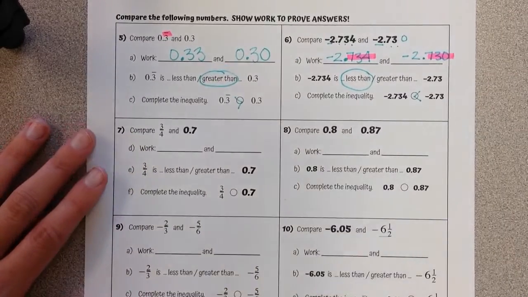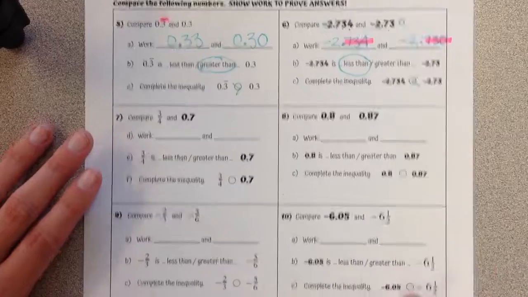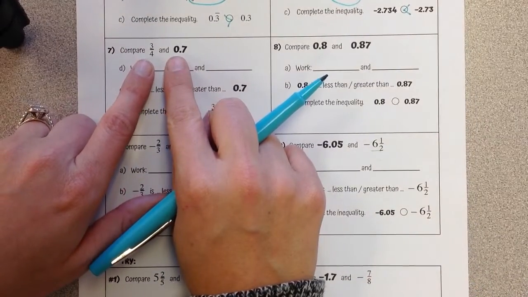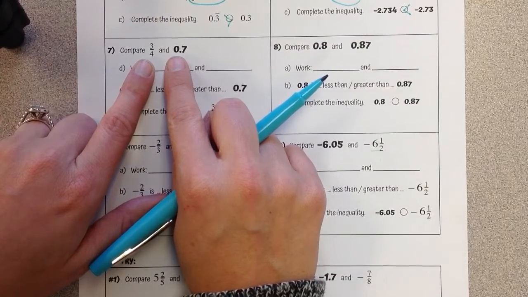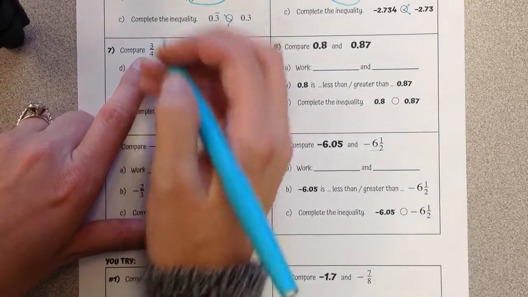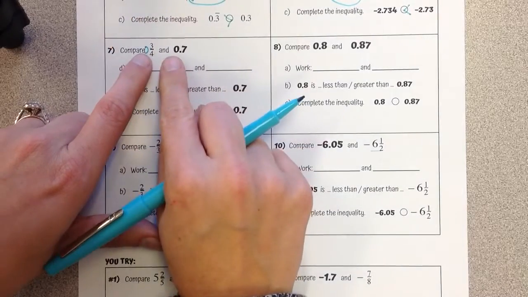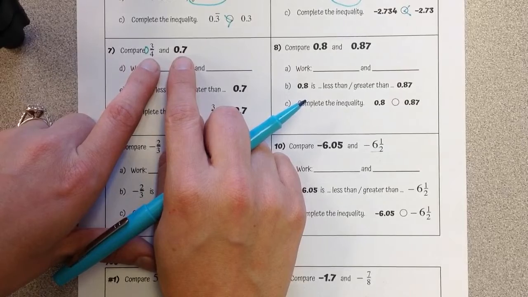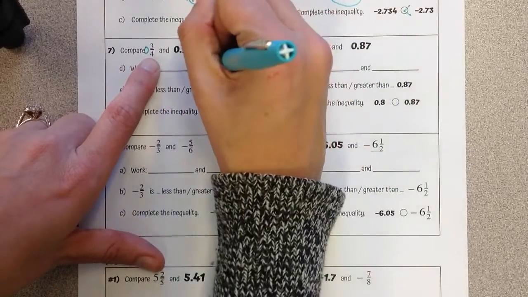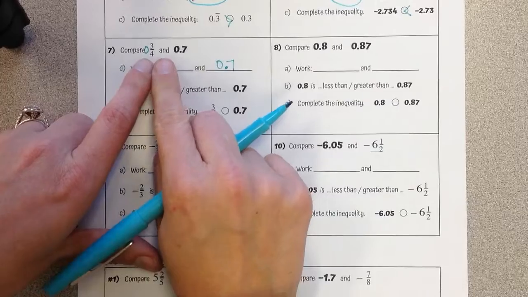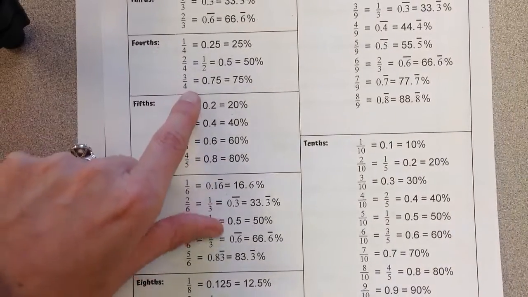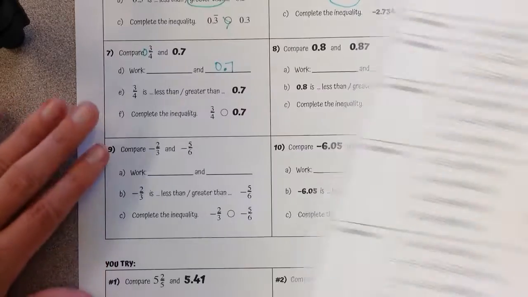All right, number 7, 3/4 and 0.7. So first off, are they both the same sign? Yep, they're both positive. Second off, do they have the same whole number? Well, there's nothing here, which means the whole number is 0 and 0. Yep, they have the same whole number. So now we've got to convert them both to decimals. This guy right here is already a decimal. But 3/4 we need to convert to a decimal. So I'm going to use my conversion chart. I'm going to find 3/4 right here. The equivalent decimal is 0.75.